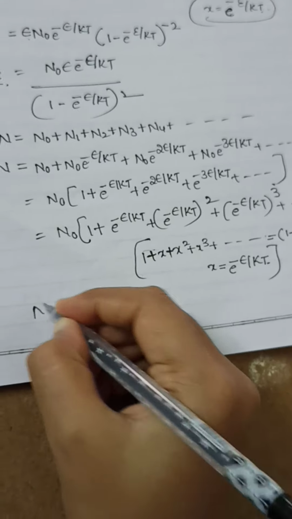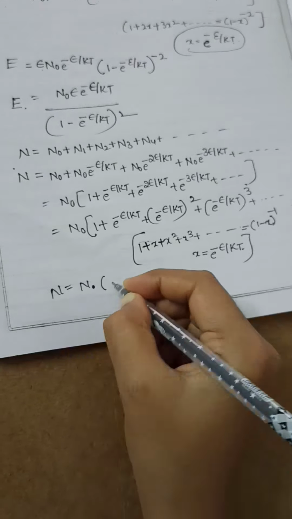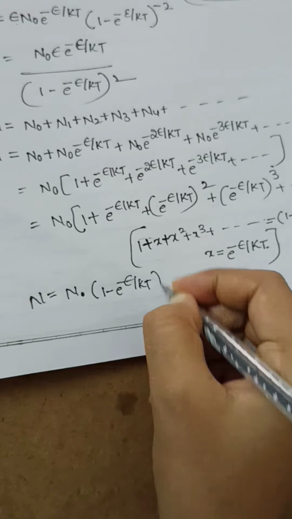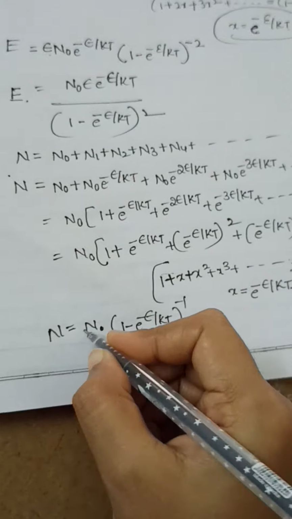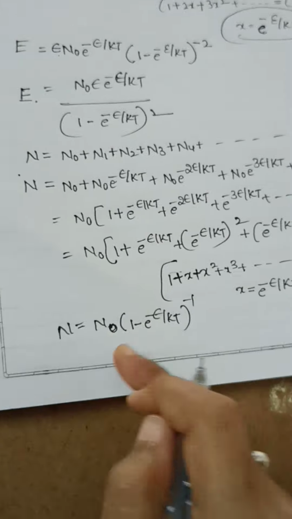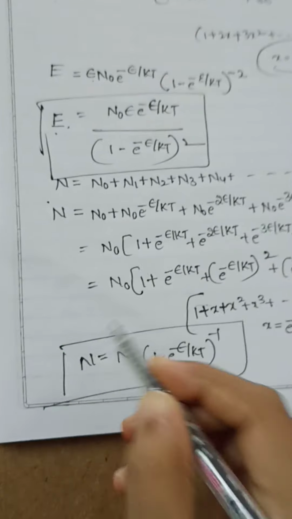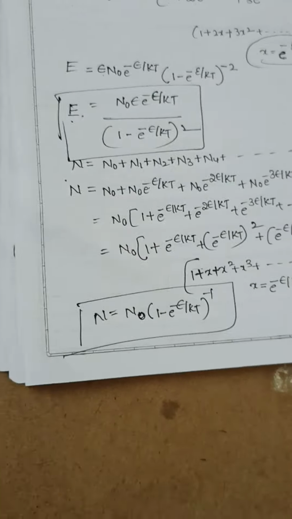Here N is equal to N0 into 1 minus x, which means 1 minus e to the power of minus ε by kT whole inverse. This is the value of N, and this is the value of E. Substitute E and N in the average energy, and you will get the average energy formula.